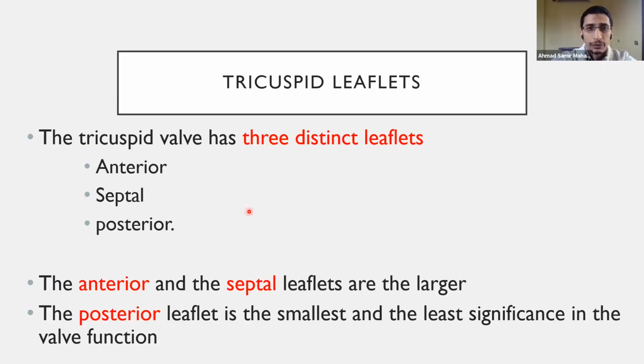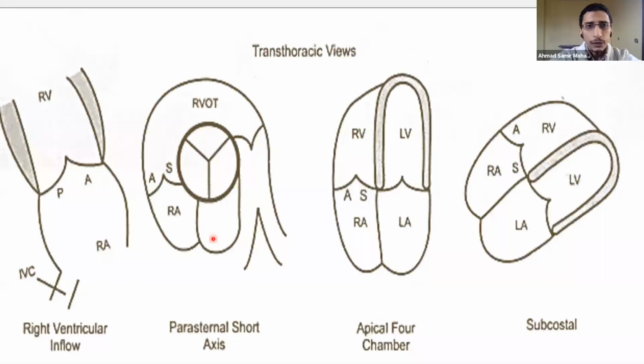Looking and focusing now on the tricuspid valve. The tricuspid valve has three distinct leaflets: the anterior, the septal leaflet, and the posterior leaflet. We need to know by heart that the anterior and septal leaflets are the largest and contribute the most to the valvular function, the coaptation, while the posterior is the smallest in size and the least contributor to the valve coaptation. In the standardized 2D transthoracic views, again, as we have mentioned earlier, we have the right ventricular inflow, the parasternal short axis, the apical four chamber and the subcostal views. The parasternal long axis does not view any of the right-sided valves, so it is not mentioned here.